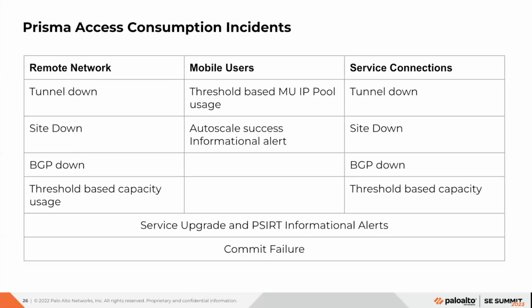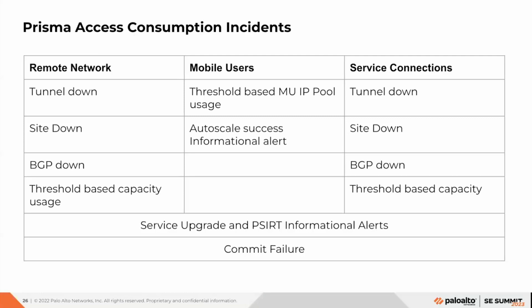So these are some of the consumption of the incidents. For remote networks, you can see if it's a tunnel down, a site down, or the BGP pairing is down. You can get all these incident alerts and also threshold-based capacity usage. As in one of the previous slides, you also mentioned the site dashboards where you can see bandwidth consumption, and we can do capacity planning. So here we can also receive alerts on the consumption of capacity usage and the threshold we define.